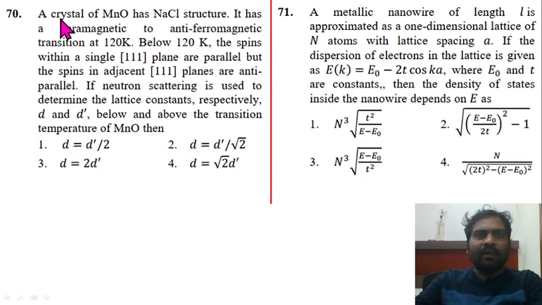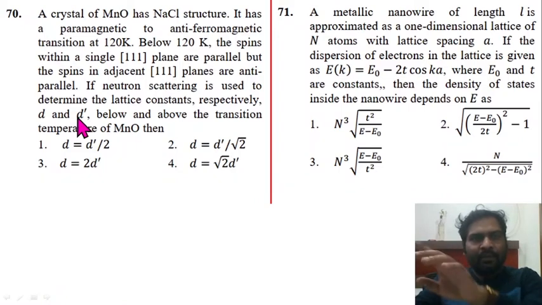Question number 70. A crystal of MnO has NaCl structure. It has a paramagnetic to antiferromagnetic transition at 120 Kelvin. Below 120 Kelvin, the spins within the single 111 plane are parallel, but spins in the adjacent planes are anti-parallel. If neutron scattering is used to determine the lattice constant, respectively d and d prime below and above the transition temperature of MnO, then below it is d, and above it is d prime.